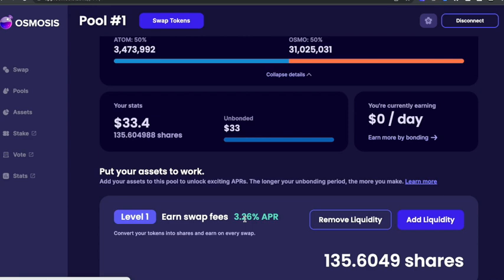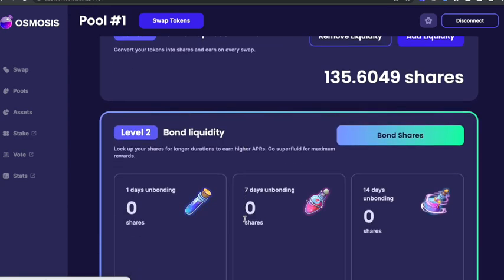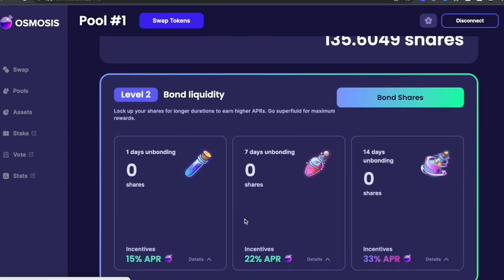So how I do that is by scrolling down here, level 2, bond liquidity. I can bond for 1 day and then I'll get 15% APR. 7 days, 22% APR. And 14 days, I get 33% APR, plus I get superfluid staking. So I will get the staking reward for half the Osmo that I have in this pool, in addition to the bonding rewards. So it's just even more lucrative.